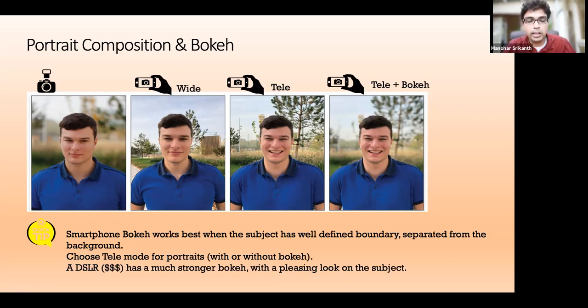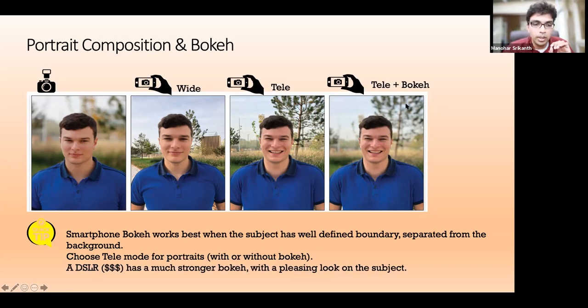If you use a wide angle lens, you have to get really close and you distort the face, and everything is in sharp focus. And if you use a tele lens, you step back a little, the face looks less distorted, but you have very little bokeh, a very small amount of blur on the background. It's hardly noticeable. But what the smartphone does is it figures out the foreground and background and it artificially blurs it.